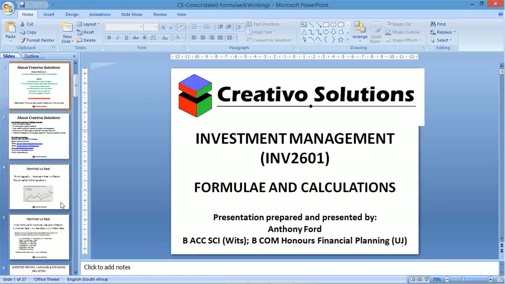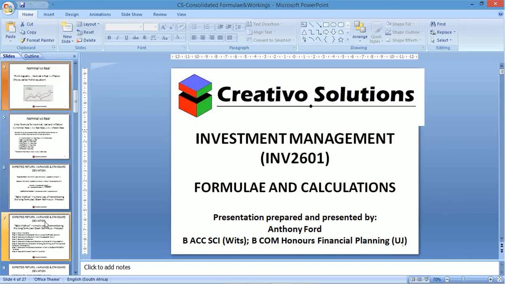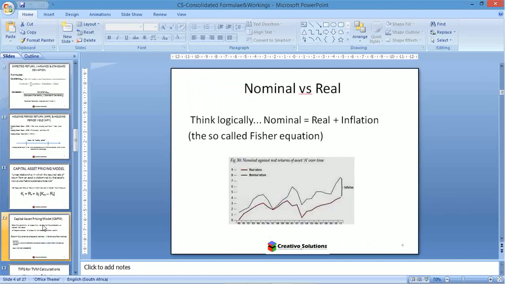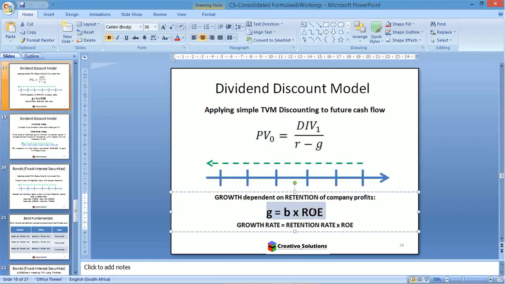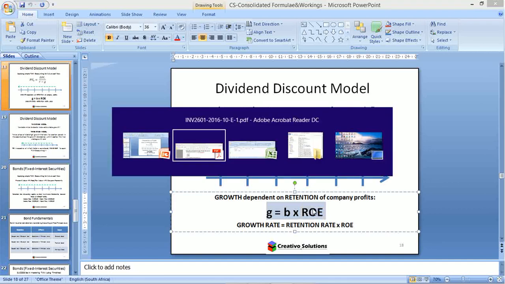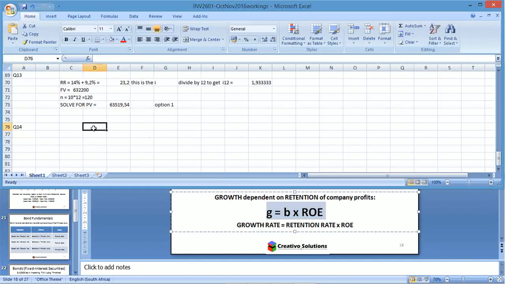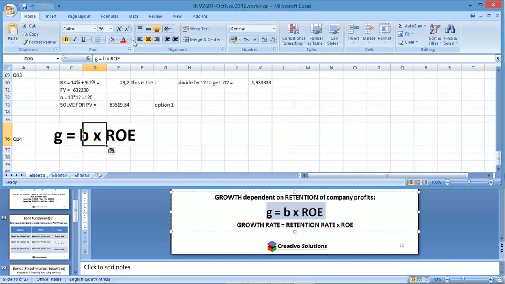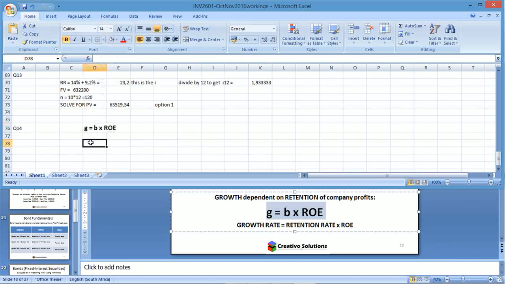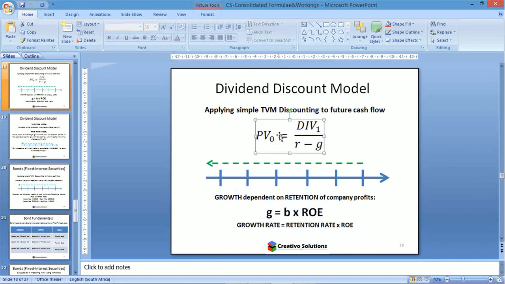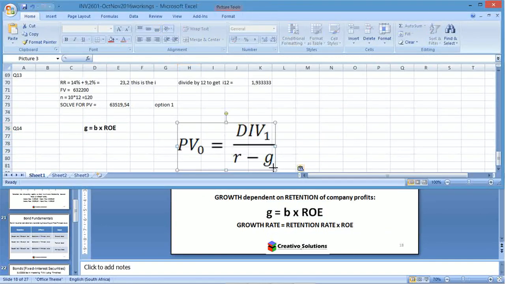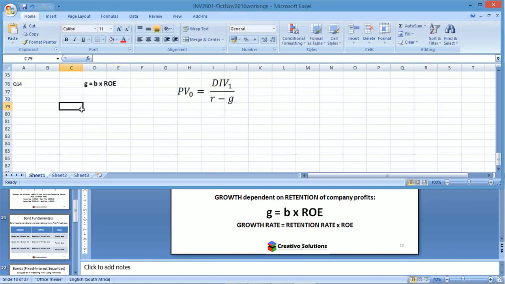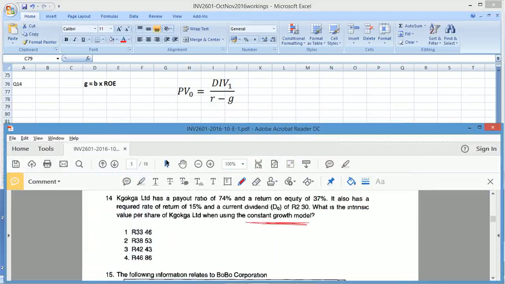So just to show you that equation for the return on equity calculation, our notes, there we go. Okay, so I need this. Okay, growth is retention times ROE. That's a formula that you would have learned from your theory in your textbook. And obviously Gordon growth model is that. Okay, so that's what I'm going to be using to calculate the answer here. Okay, so go back to the question.